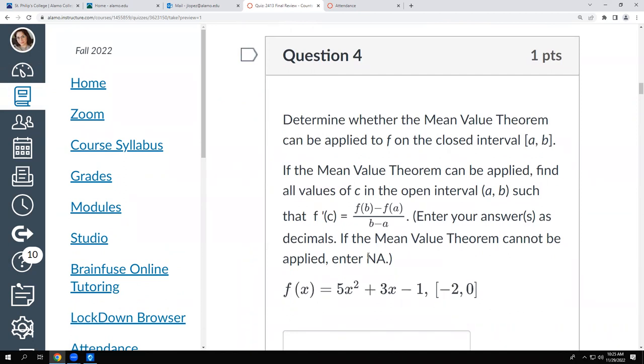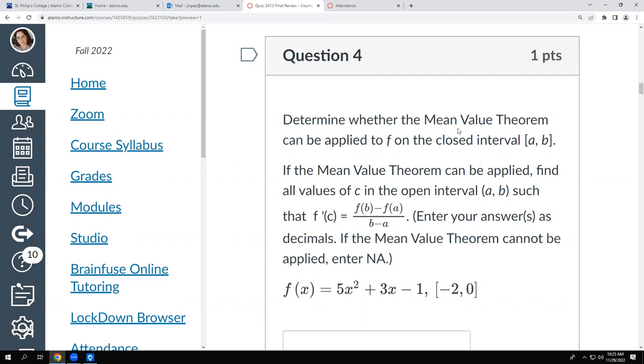Number 4 is interesting. The department put it in here. It's very interesting. So let me write this down. F prime of C equals F of B minus F of A over B minus A. Then it tells me F of X is 5X squared plus 3X minus 1, and then negative 2, 0.